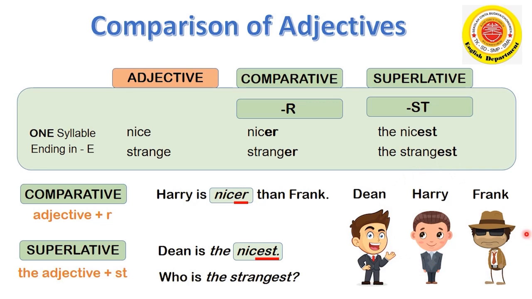Look at these three men, Dean, Harry, and Frank. Harry is nicer than Frank. Harry lebih tampan daripada si Frank. But of the three men, I think Dean is the nicest. Di antara tiga laki-laki ini, Dean itulah yang paling tampan. So, nicest, we just put ST. For nicer, we just plus R.